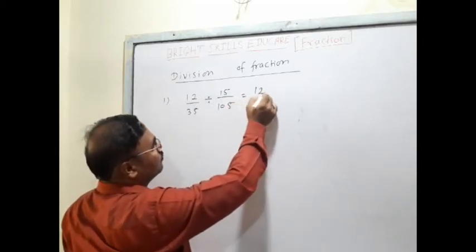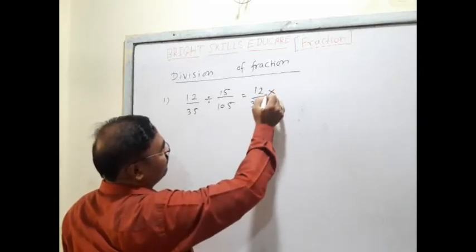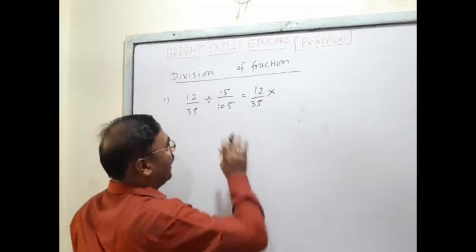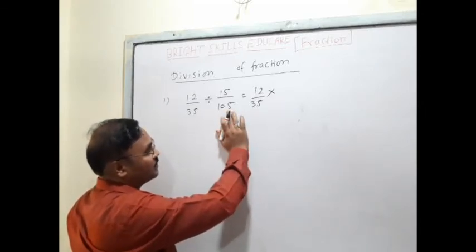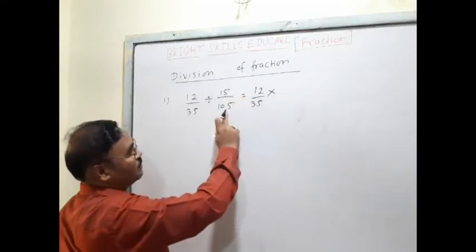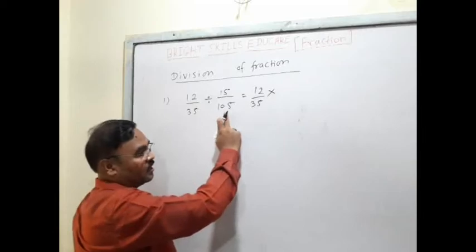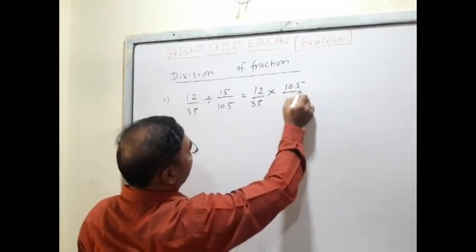See here, 12 upon 35, multiplication sign, division is converted into multiplication, and reciprocal of divisor should be written. Reciprocal means numerator becomes denominator, denominator becomes numerator. So it will be 105 upon 15.